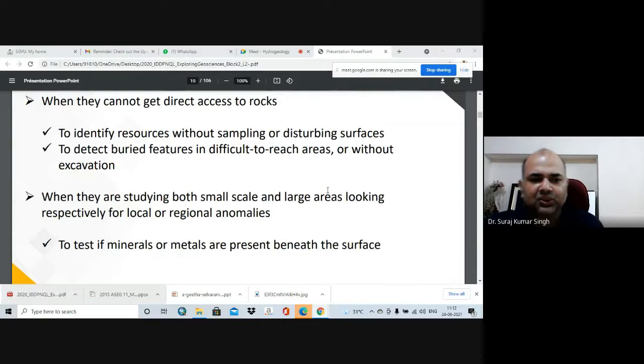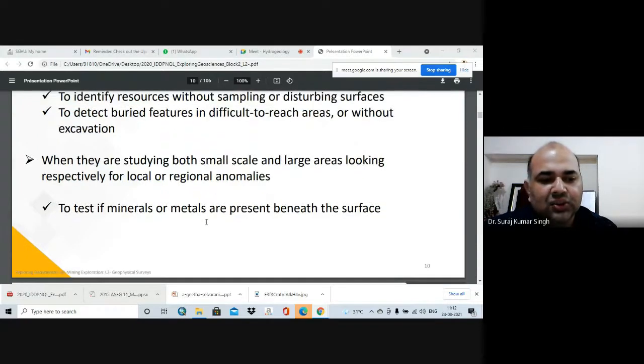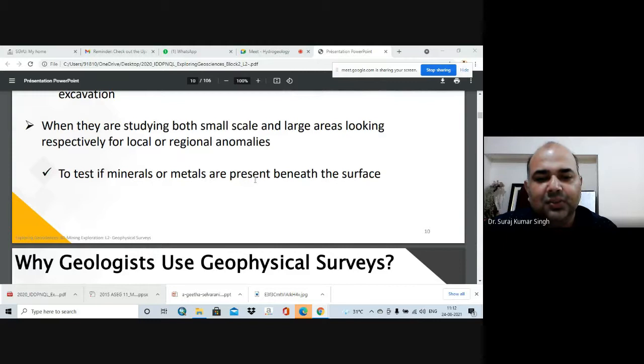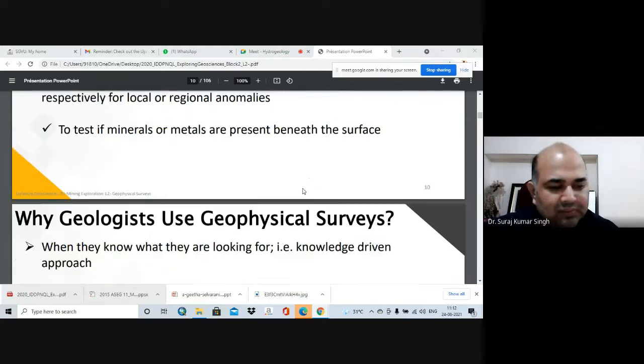So you will be using geophysical observation, whether it is related to rock, oil, water, or any mineral. When they are studying both small and large areas, they look at local or regional anomalies to test if minerals or metals are present beneath the surface of the earth.